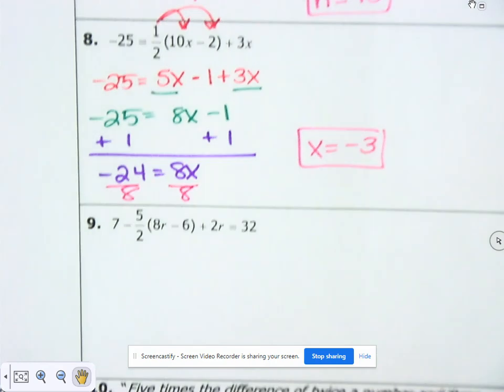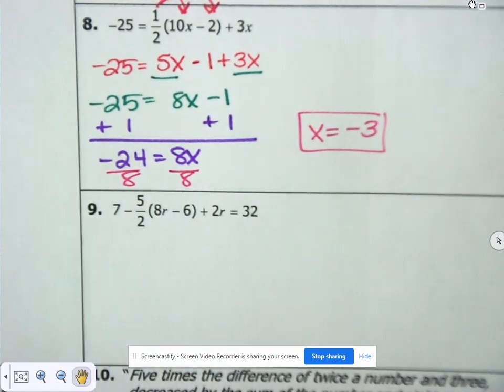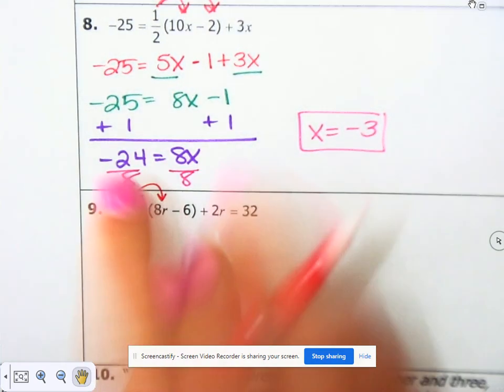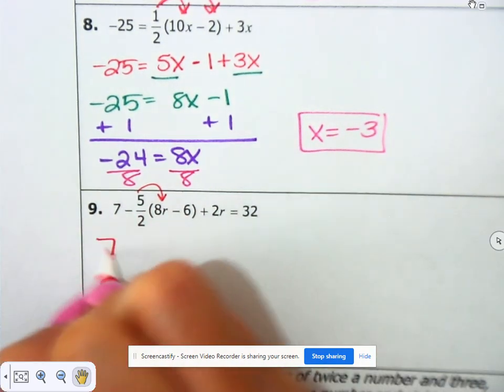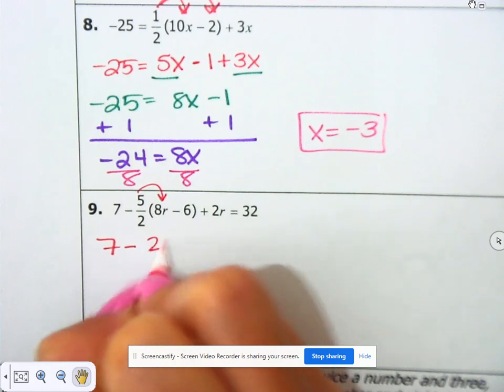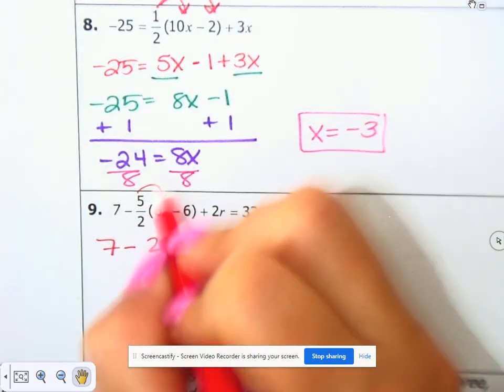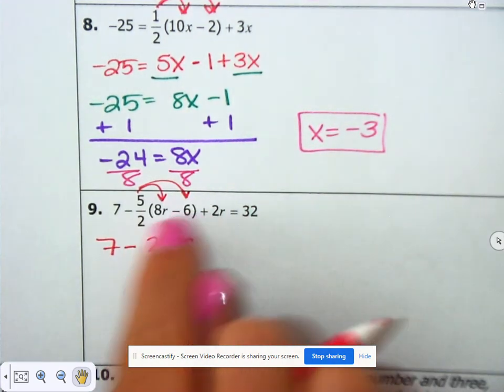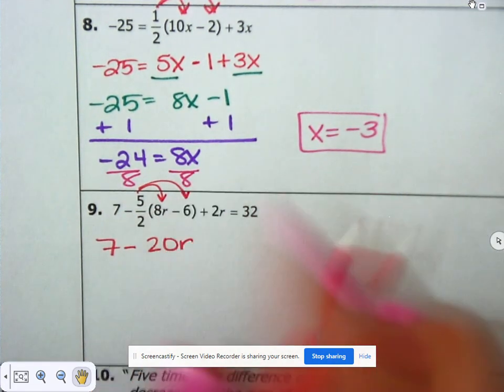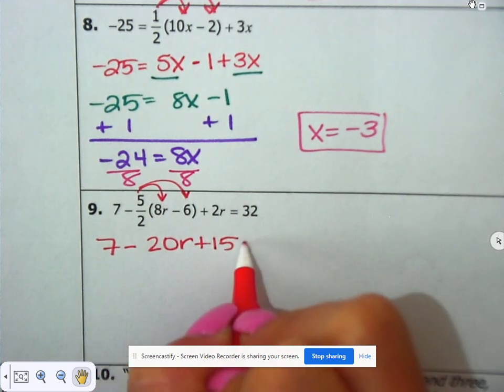All right, using the exact same process on number 9. Okay, but this time you've got to do 5 times 8, which is 40, and 40 divided by 2 is 20, and that's a negative 20r. 5 times 6 is 30, and 30 divided by 2 is 15, and two negatives make a positive 15.